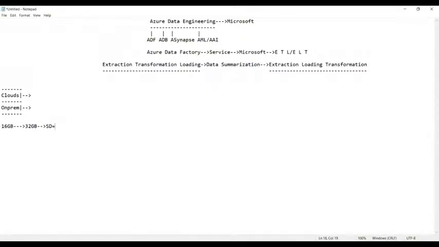So I think it is 48. 6 plus 2, 8, no? 10, 48. So totally your 48 GB you can store in your mobile phone. Now another question arises.